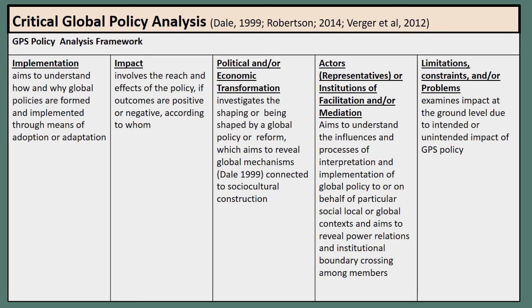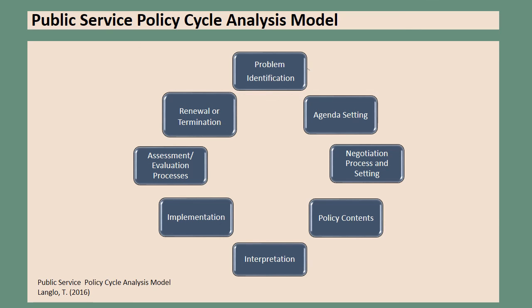A fifth analysis component examines limitations, constraints, and or problems at the ground level due to intended or unintended impact of GPS policy. By providing such an explicit framework on the previous slide for the GPS policy analysis component, here an adaptation of that framework is provided in order to demonstrate that the GPS-IM can and indeed must be adopted and integrated according to the kind of discipline, field, or particular nature of public service being examined and compared.